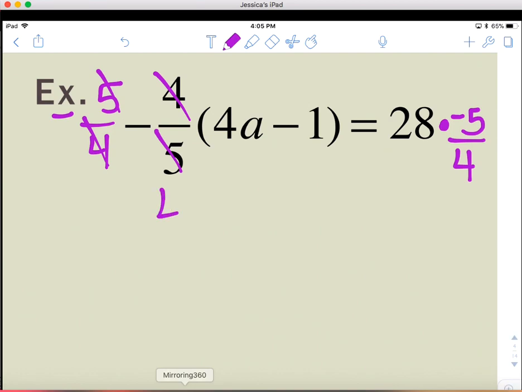So on the left, I am left with 4a minus 1. On the right, if you're having trouble multiplying by a fraction, you have a couple options. You can use your calculator, you can multiply straight across, or you can say 4 goes into 28 7 times, and 7 times negative 5 is negative 35.